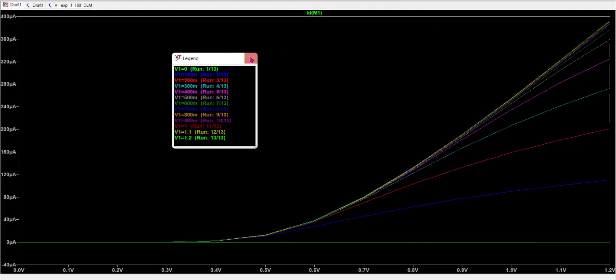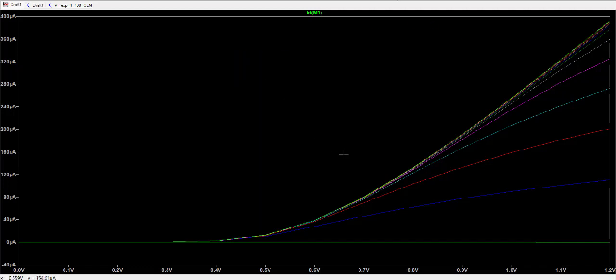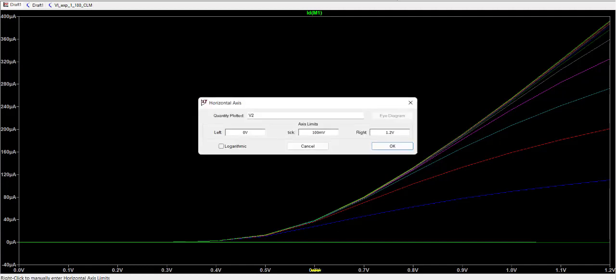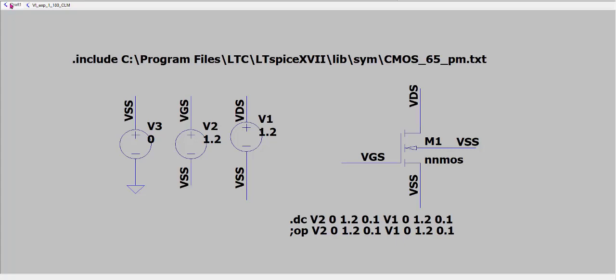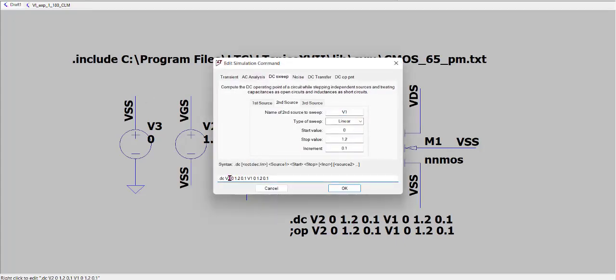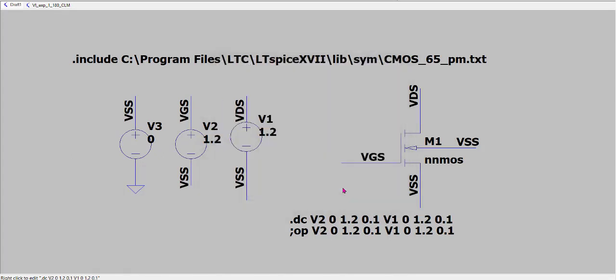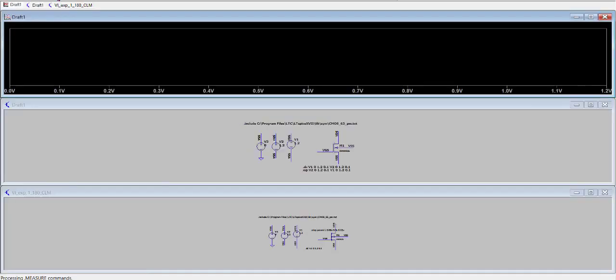Okay, now next what will I do? I have to see VDS as the x-axis and ID as the y-axis. So I'll just change it again. I think I have to run it again. Okay, let me run it again. So now I'm just changing the axis. Okay, and I'll run it, and again I will plot the trace.